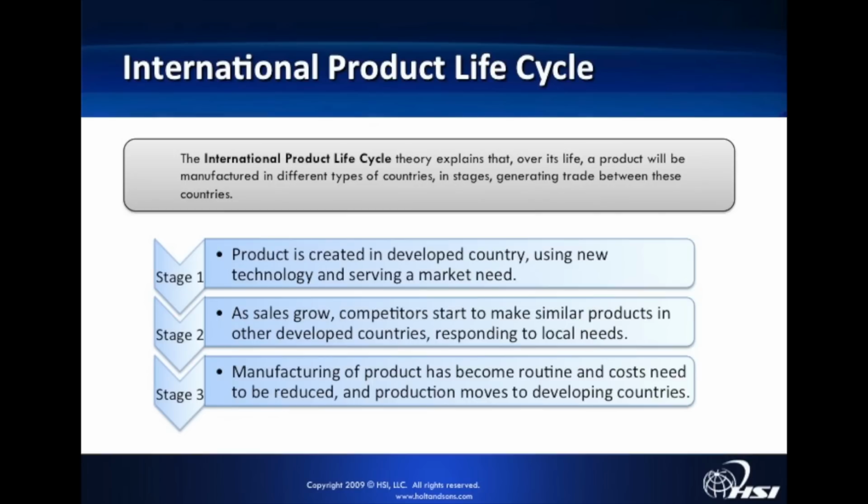But finally, manufacturing of that particular product has become routine. For lack of a better term, it's commoditized. And the costs need to be reduced because competition is fierce. And this production eventually moves overseas. And this has been going on for decades. It was in Japan, then Korea, then Taiwan, then Southeast Asia. Now it's in China. It's the first time it's really been a lot of manufacturing in just one country.